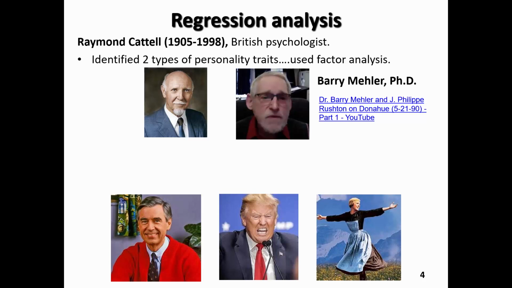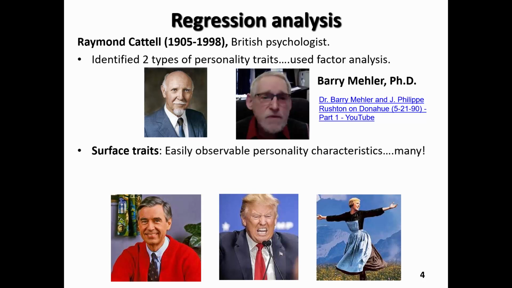An interesting discussion, again, not central to regression analysis, and this is a link to a 1990 debate between Dr. Barry Mailer and Dr. Rushton on what was called the Phil Donahue show as it relates to the predictability of race on intelligence scores. And there was some controversial research published by Dr. Rushton from the University of Western Ontario that really was quite flawed. And this was a very interesting debate on that show to highlight some of the flaws in that research.